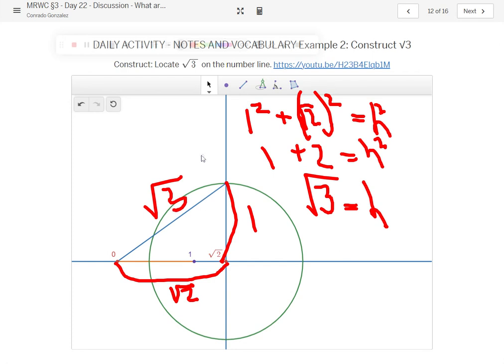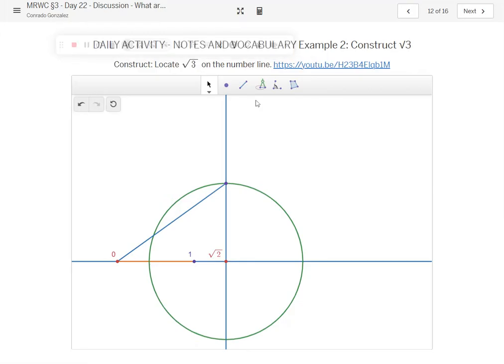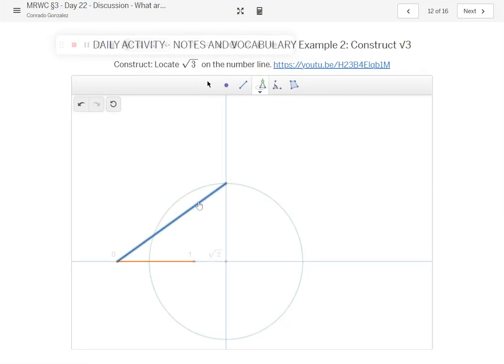Now, if I create a circle with that radius of square root of 3, it'll intersect the number line at exactly square root of 3, because this distance will be the same as this distance because it's the radius of the circle. So let me go ahead and clear all and create a circle based on this radius.